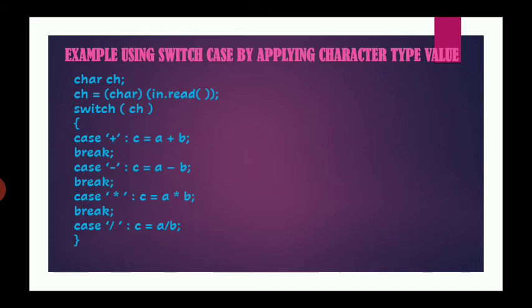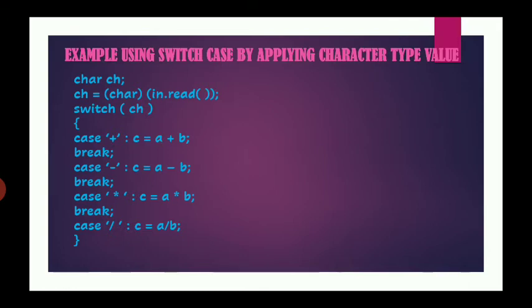Now case plus, if it is plus character, then it will do what? C equals to A plus B. So it will be added and the value will be stored in C. So this block will be terminated through break. Case minus, C equals to A minus B, break. Case multiply, C equals to A into B, break. And case divide, then C equals to A divided by B.